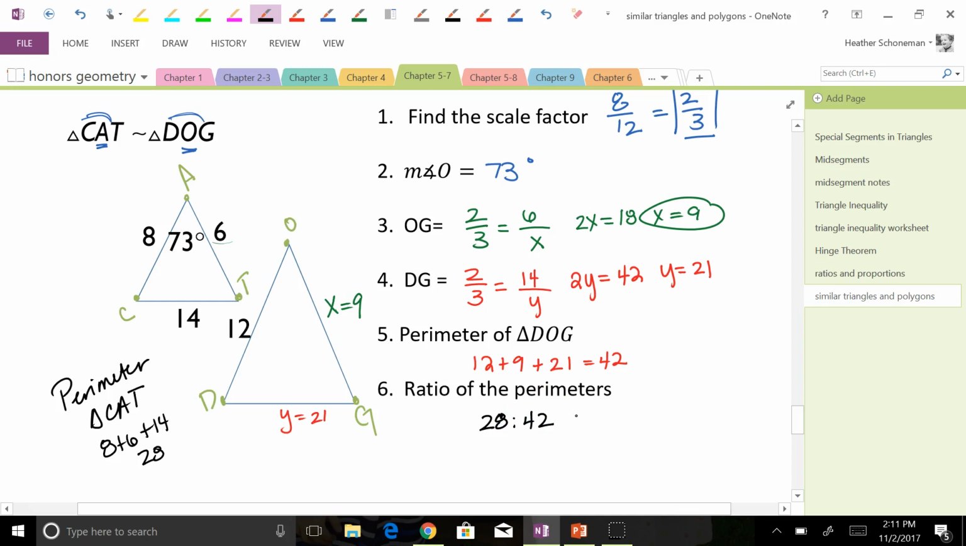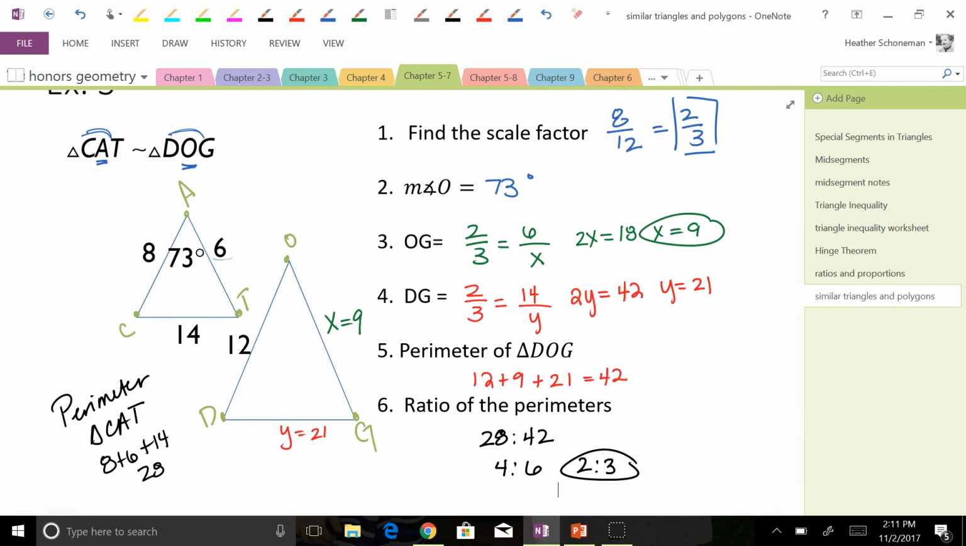Well, we can reduce that. I can divide them both by 7. So 28 divided by 7 is 4. 42 divided by 7 is 6. Oh, that still reduces. That's 2 to 3. Well, that's interesting. That's the same numbers as the scale factor. Look at that. It will always be the same, no matter what. The scale factor and the ratio of the perimeters will always match up because the scale factor is the same as the ratio of the sides, and the sides and the perimeter go together.